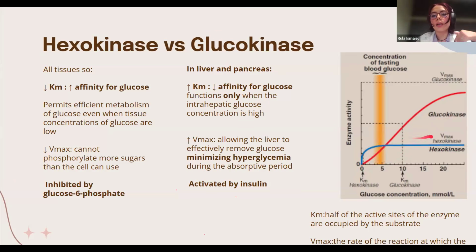Now Vmax is when the graph plateaus. So all the active sites on the enzymes are filled. They're busy working, they're doing something. So that's when the graph literally plateaus, it goes flat. And hexokinase reaches the Vmax much quicker, it plateaus much quicker compared to glucokinase, for the whole reason that hexokinase has a higher affinity for glucose compared to glucokinase.